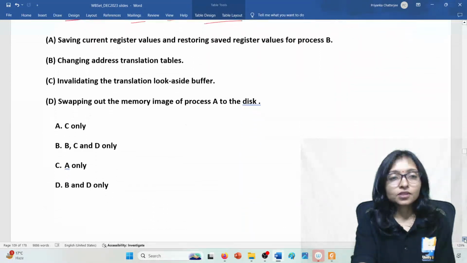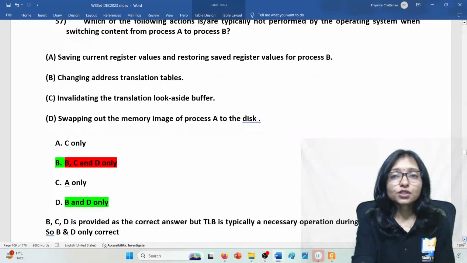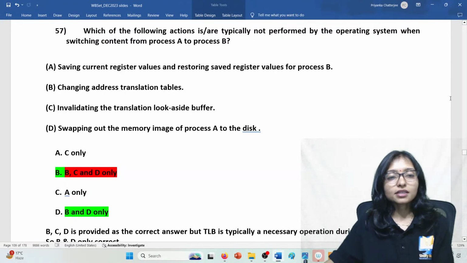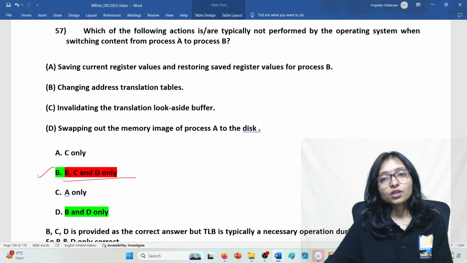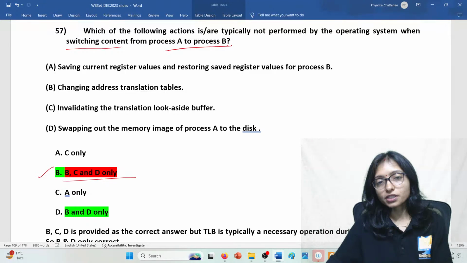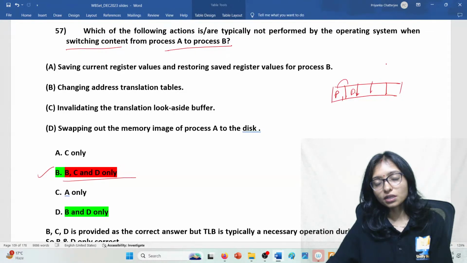Yeah. So here, you can see actually there was a confusion in the official answer key. The official answer key has given this one, that is B, C and D. So whenever I am performing switching context from process A to process B, what does it mean? If you are thinking about CPU scheduling, you give a turn to P1, then you come to P2. So it is called context switching, context switching between two processes.